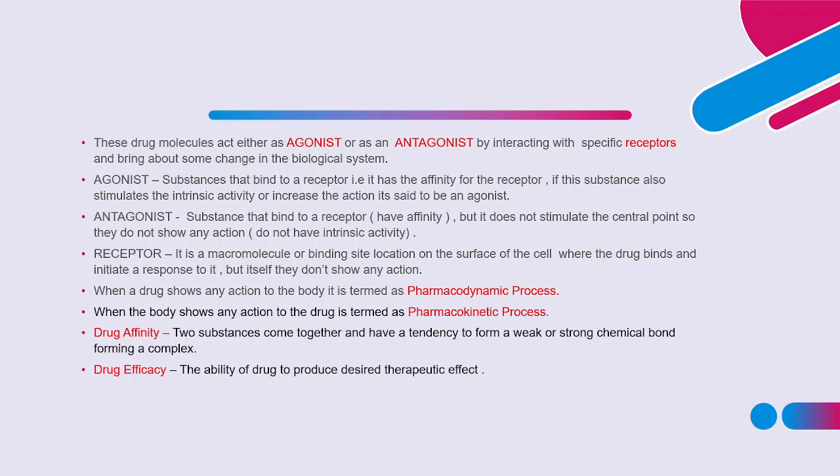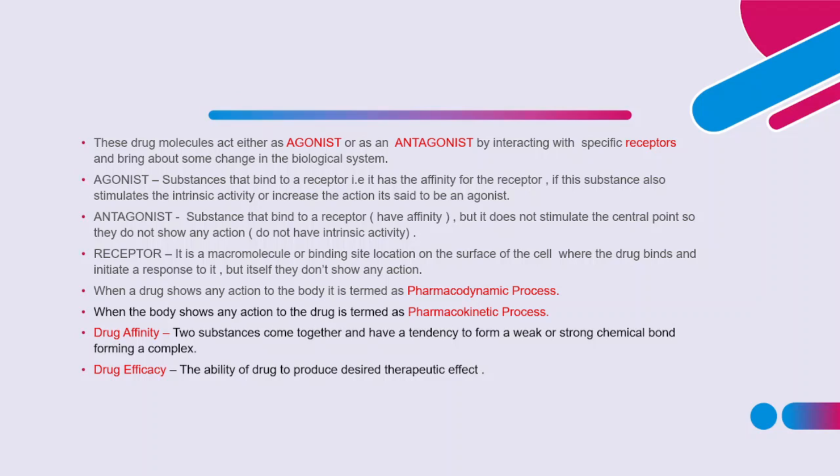So what are agonist and antagonist? Whenever a substance or a drug combines with the receptor, stimulates the central point, and shows an increase in the action, it is said to be an agonist. An agonist is just like a good friend. Whenever they are with you, they will help you to do something better or increase your productivity. So it is just like acting with the receptor and showing some good effect.